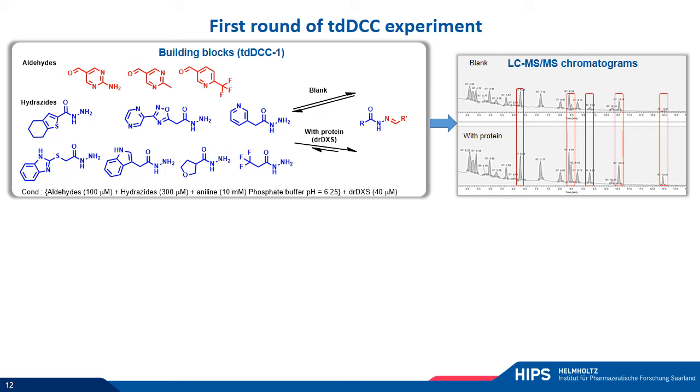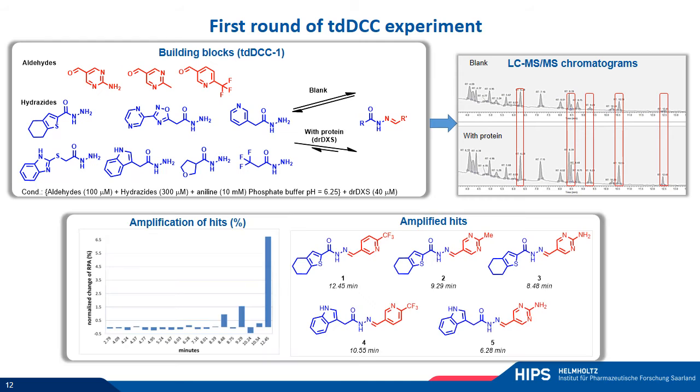So comparison of these DCC experiments in presence and absence of the protein showed us that there are 5 acylhydrazones which were amplified in these runs, and they were amplified to different extents. For example, if you look at compound 1, which was amplified the most, and compound 5, which was amplified the least, that could mean that compound 1 binds better as compared to compound 5 to the enzyme DXS.